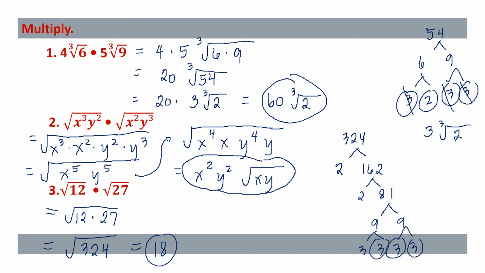Let's look for pairs of prime factors. Write it once. So if we have 2, write it once, and then 3, and then another 3. So no prime factor will be left inside the radical sign. Let us now simplify. 2 times 3 is 6. 6 times 3 is 18. So we got the same answer. Therefore, the product of square root of 12 times square root of 27 is 18.